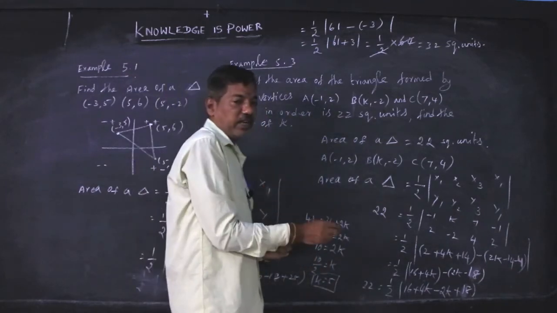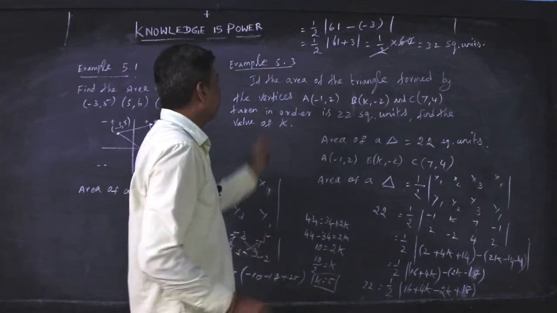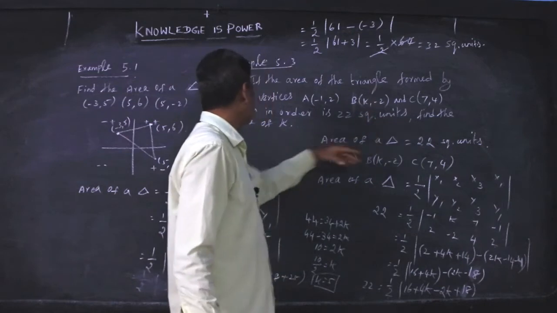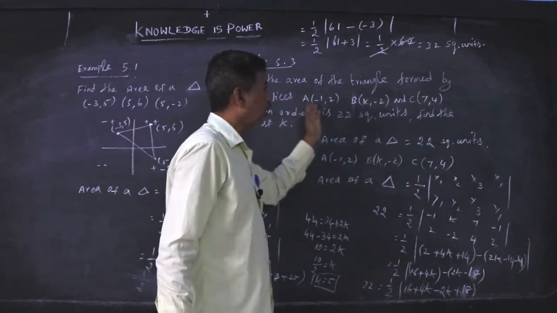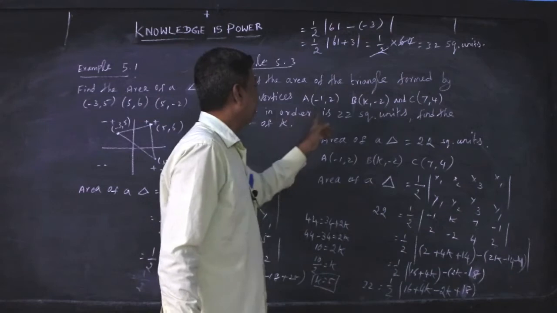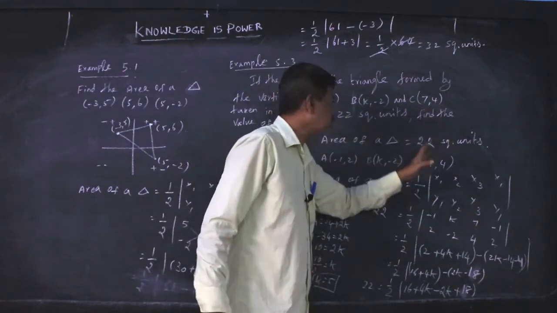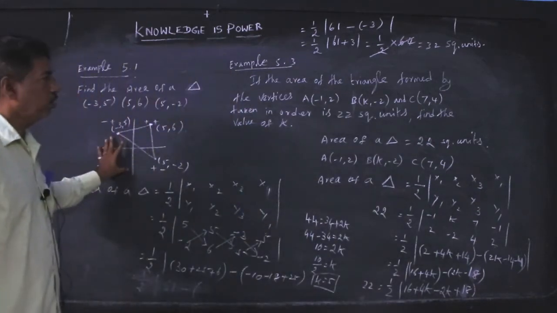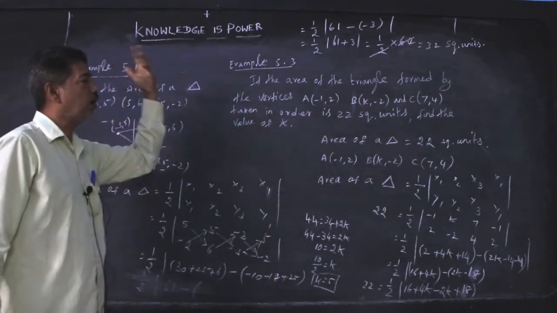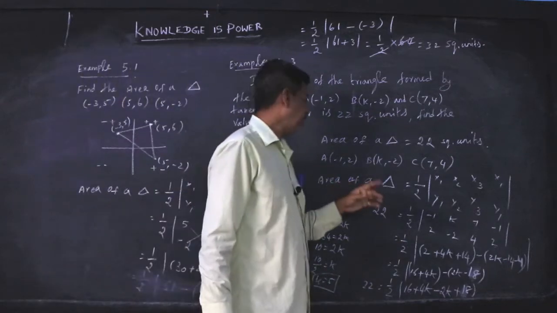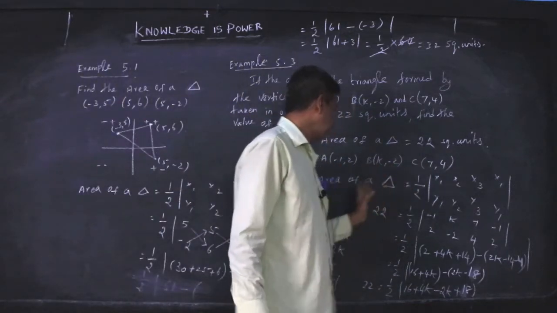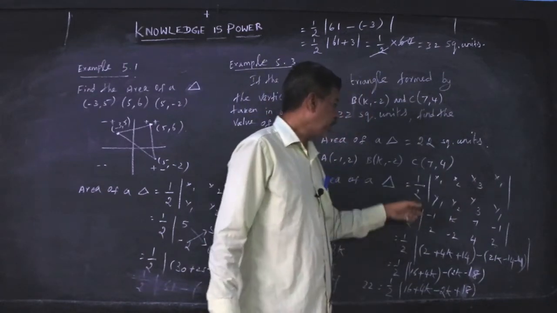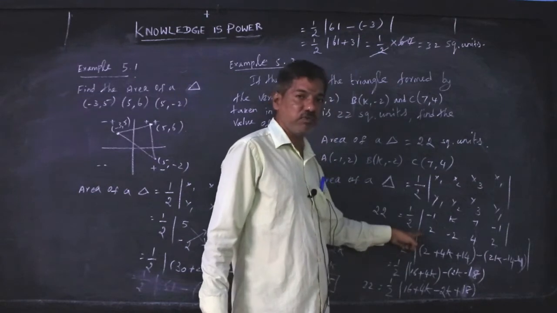Again I repeat the second one, just listen. If the area of the triangle formed by the vertices A, B and C taken in order is 22 square units, find the value of k. No need to put like this, because they themselves told taken in order. So A, B and C, I already told the area of triangle formula, half into, you have to write like this and put the values of this.